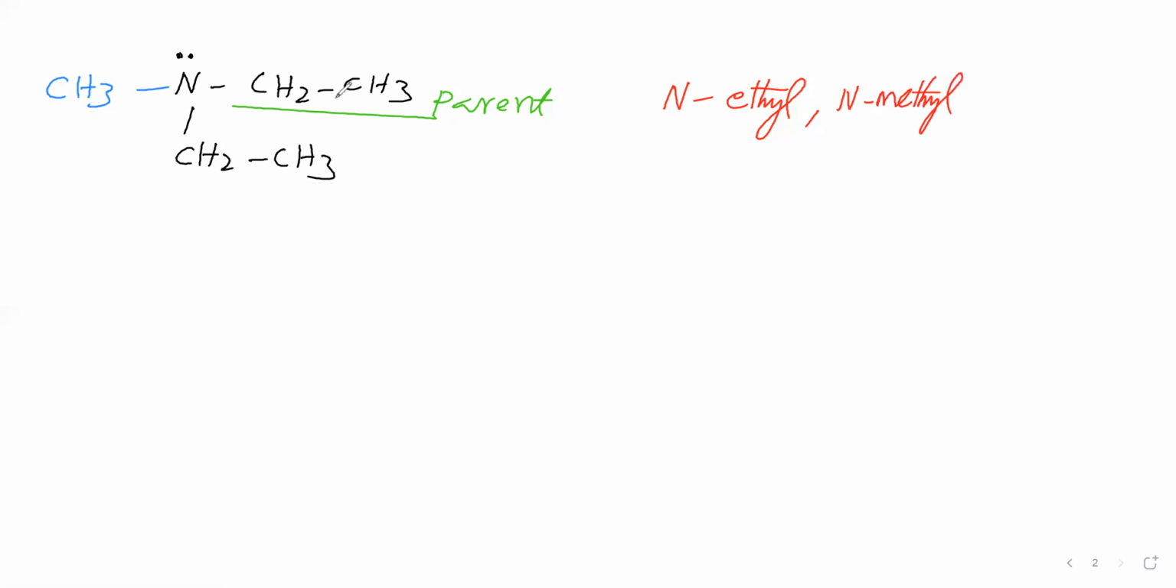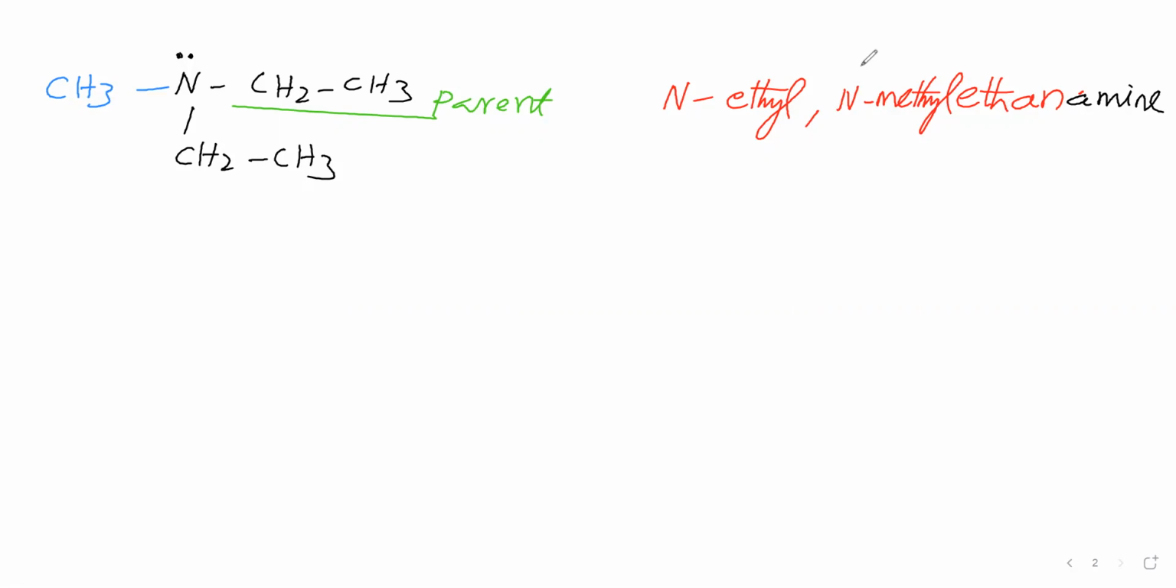Here, the parent contains 2 carbon atoms, therefore eth. Carbon-carbon single bond, so primary suffix ane, and the last letter E we have dropped. The functional group is amine, that amine we will include. So the name of this compound is so and so.